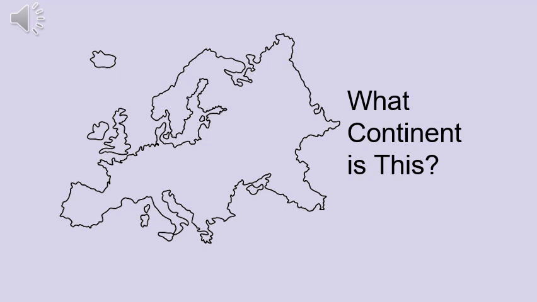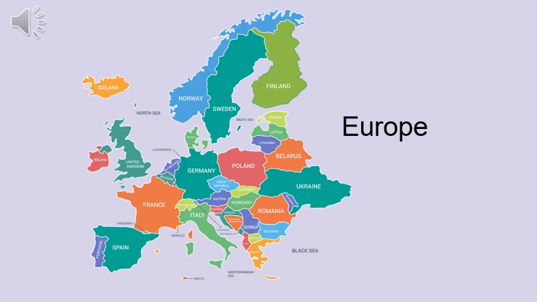Perhaps we're a little more confident and can recognize what this continent is. Maybe the shape of the boot here at the bottom gives it away. Yes, Italy, the boot-shaped country within the continent of Europe. Again, just like Africa and Asia, over 20 individual sovereign countries comprise the continent of Europe.